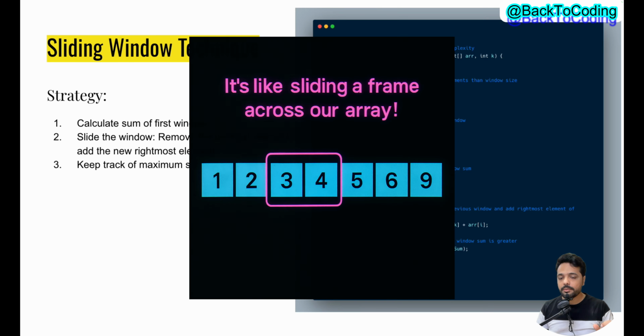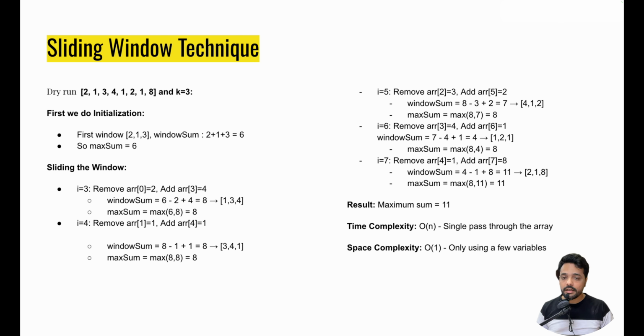Here's the code using the sliding window technique. Alright, this is where the magic happens. Let me show you exactly how our sliding window moves through the array. I want you to follow along and see how we are being super smart about reusing calculations. Our array was 2 1 3 4 1 2 1 8 and positions are 0 1 2 3 4 5 6 7. Step 1 is initialization, which is setting up our first window.